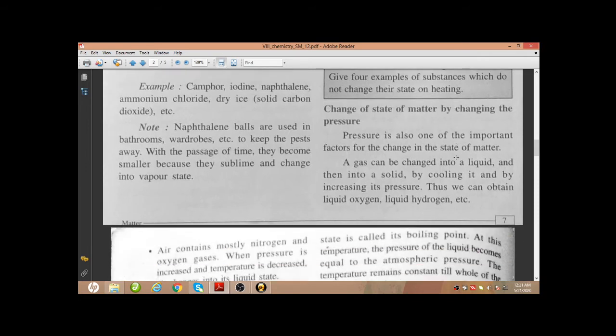Okay, another process by which we can change the state of matter is by changing the pressure. If we apply pressure and if we decrease the temperature, then the substance can be converted from the solid state to the liquid state, or the liquid state can be converted into a solid state.